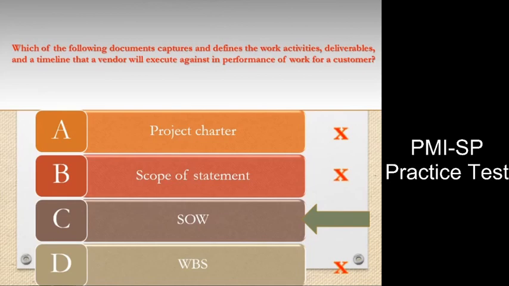Answer option B is incorrect. Scope of statement gives the narrative description of the project scope. Answer option A is incorrect. Project Charter is a document that formally authorizes a project manager to work on a project. Answer option D is incorrect. WBS is a tool that defines a project and groups the project's discrete work in a way that helps organize and define the total work scope.